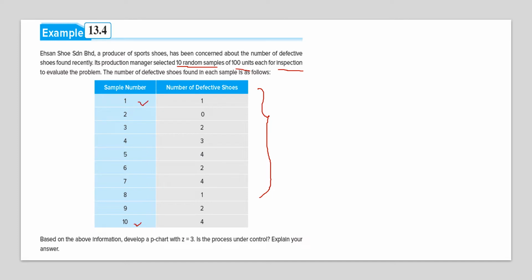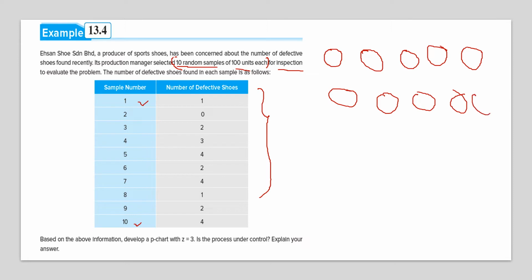Before we proceed with the calculation part, I just want to highlight the meaning of this. Starting from 10 random samples of 100 units each, you need to understand the concept of sample first. 10 random samples here does not refer to 10 units of samples. 10 samples here refers to 10 groups of samples. Sample number 1, 2, 3, 4, 5, 6, 7, 8, 9, 10. So we have 10 samples, each of 100 units, meaning that every sample has 100 items of products to be checked. In this question, it refers to shoes lah.